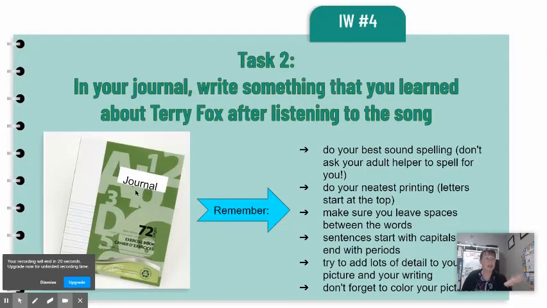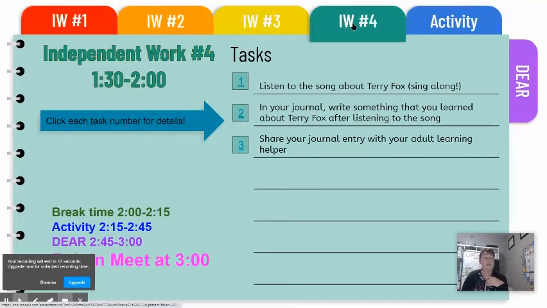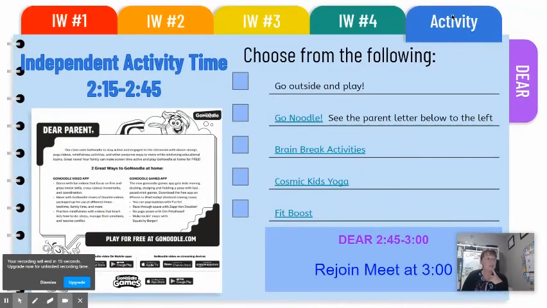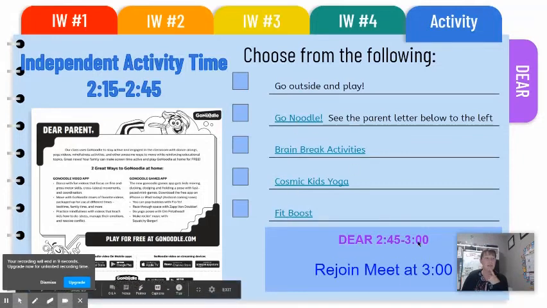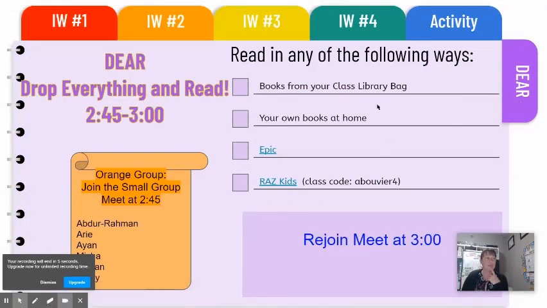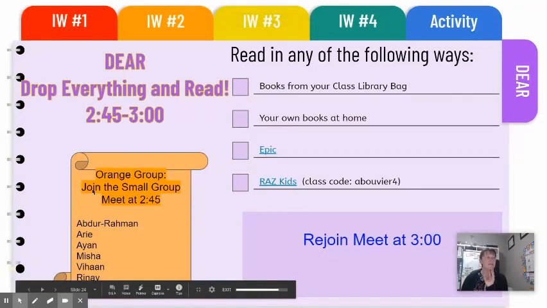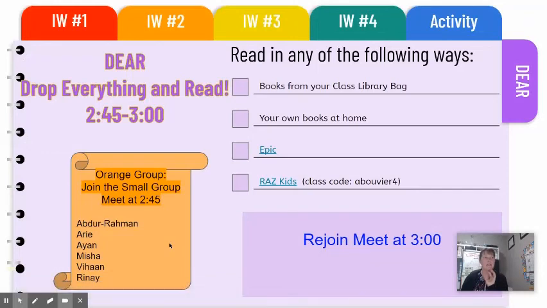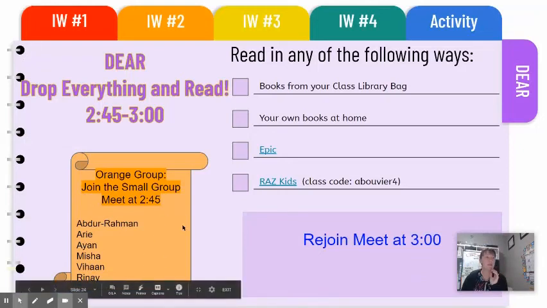What does it look like? Where am I supposed to be? Click back. And then the activity time, there's direct links to things you can do for the activity time. Again, DEAR follows and rejoin the meet at 3. And then DEAR time, read in any of the following ways. And if there are any small group meets, those people's names and the group color will be on that slide. So you can quickly check, was I supposed to be in that slide? I don't remember. So you can double check if that's your kid's time.